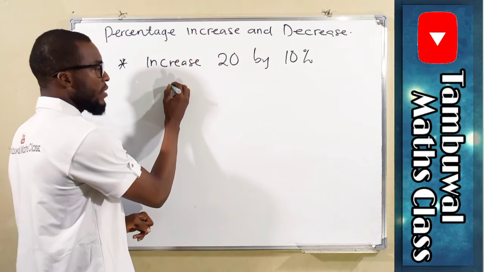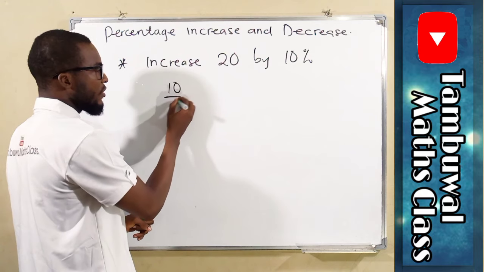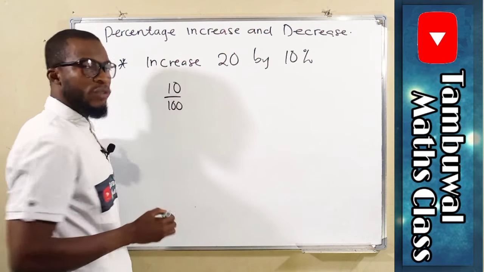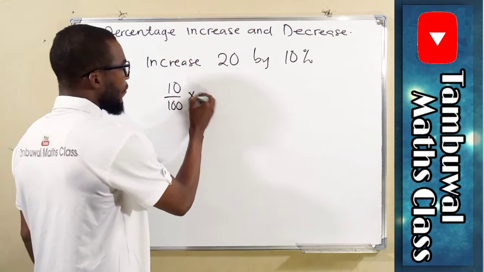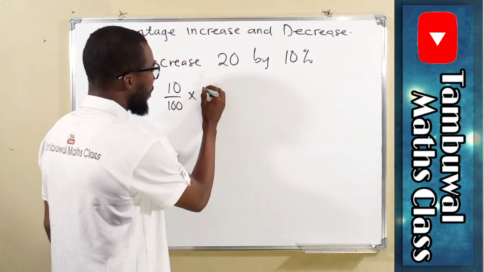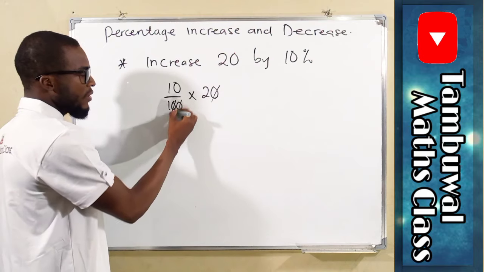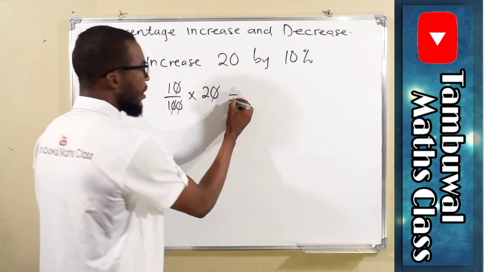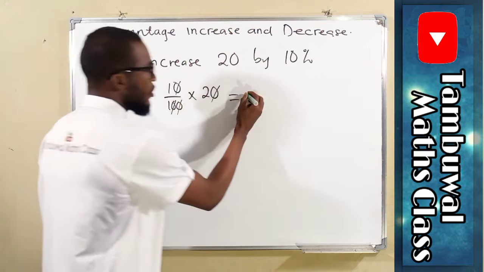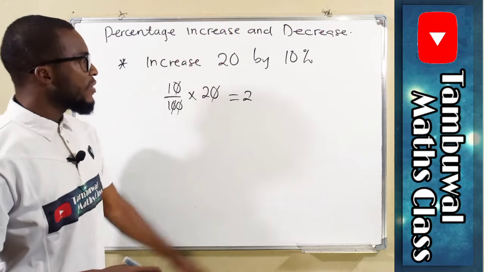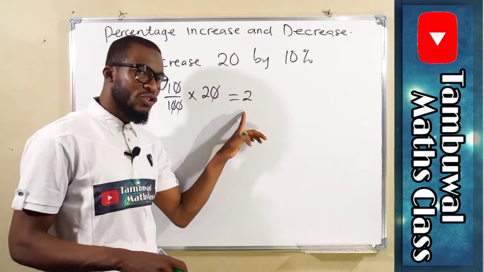10% can be expressed in rational form, which is 10 out of 100. Of means multiplication, times 20. This 0 can cancel this 0, this other 0 can cancel this. What we have left is just 1 times 2 equals 2. This means that 10% of 20 is 2.